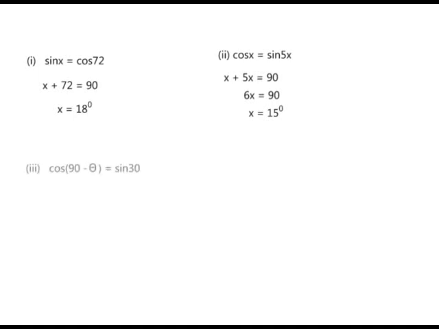Lastly, cos of 90 minus theta is equal to sine 30. So 90 minus theta and 30 degrees are complementary. And so 90 minus theta plus 30 is equal to 90. 120 minus theta is 90. Minus theta is equal to minus 30, and theta is 30 degrees.